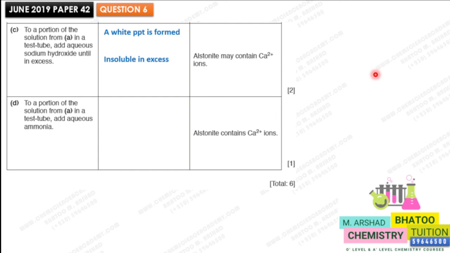Et nous pouvons further confirm it, continue with ammonia now. To a portion of the solution from A in a test tube, add aqueous ammonia. No change is seen. No precipitate is formed. A faint white precipitate, it depends. Hein? We can also mention a faint white precipitate is formed, ou bien tout simplement no precipitate, ou bien on peut dire no change as well. And that would complete your 6 marks for question number 6.